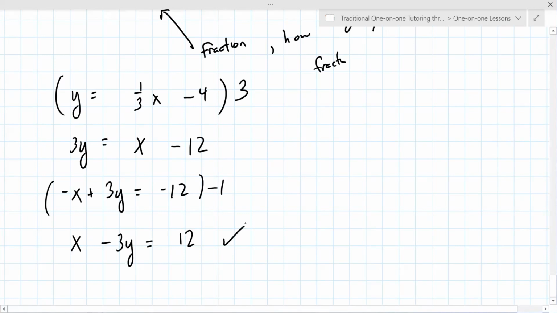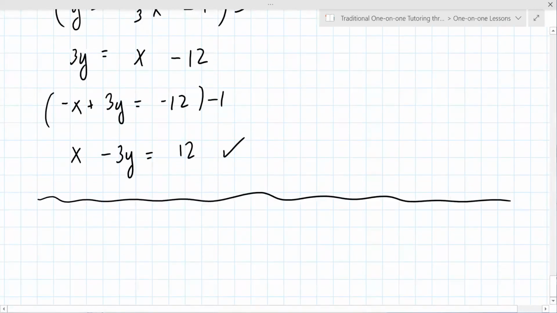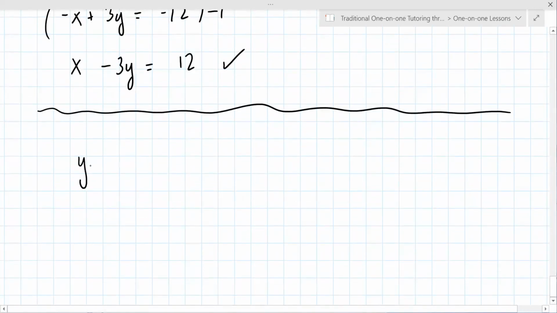Now some teachers will tell you to move the 1/3 first. I don't think that's a good idea. I think you should clear the fractions first, and I'll show you an example of why you would do that next. So let's say you have y equals minus 2/3 x minus 3/4. Now you have two fractions.